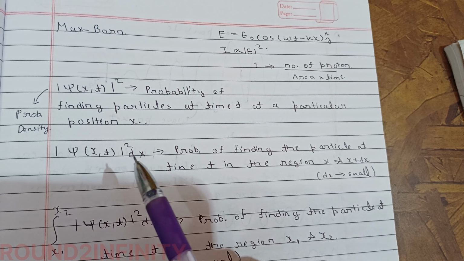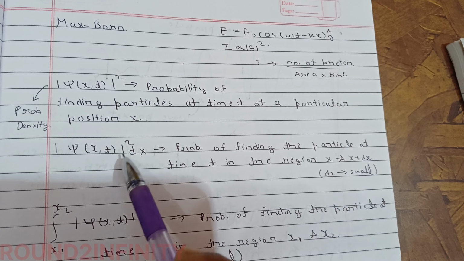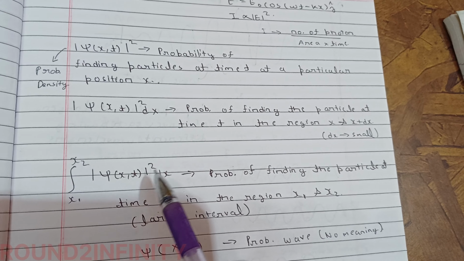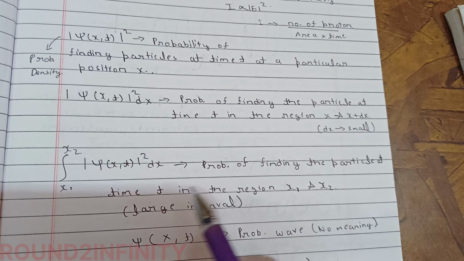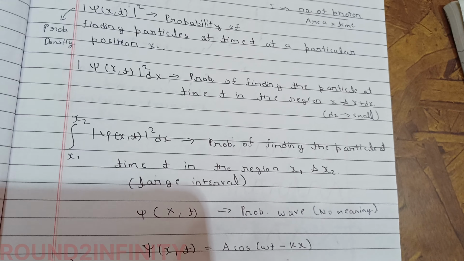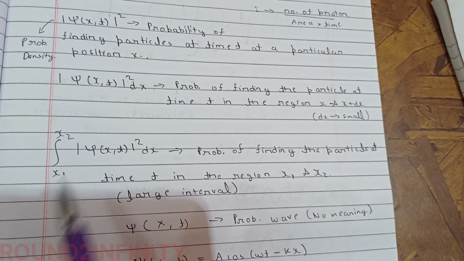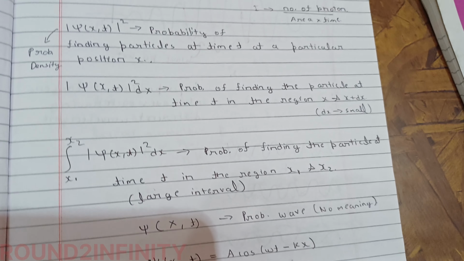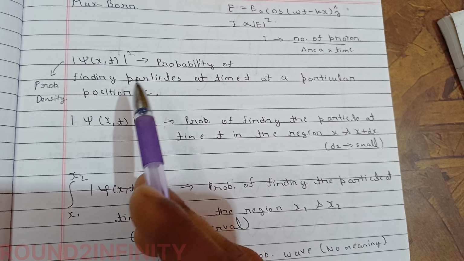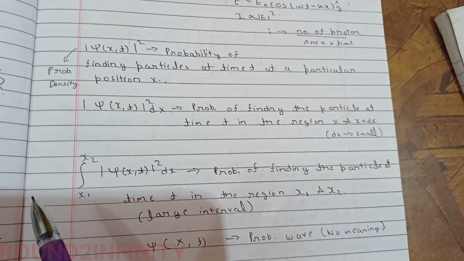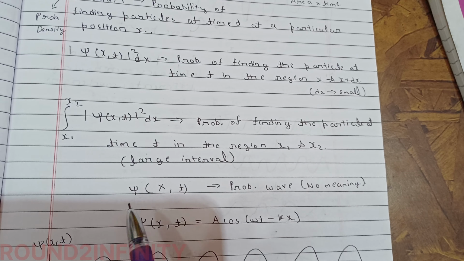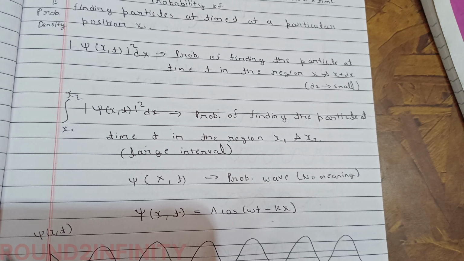Now if you need to find the probability between a point x1 and x2, that can be written in this form: integral from x1 to x2 of phi(x,t) squared dx. This is the probability of finding the particle at time t in the region x1 to x2, and it can be a very large interval also. And since the square represents probability, we can call this wave a probability wave. There is no deeper logic, we just call it the probability wave.